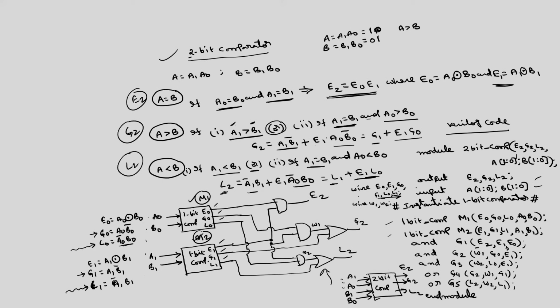This is how we can construct the larger comparators, knowing the lower comparator codes. Now, I will extend to the 4 bit comparator. I will just explain the theory, so you can write the Verilog code in a similar manner. The 4 bit comparator you can construct using 2 bit comparators.